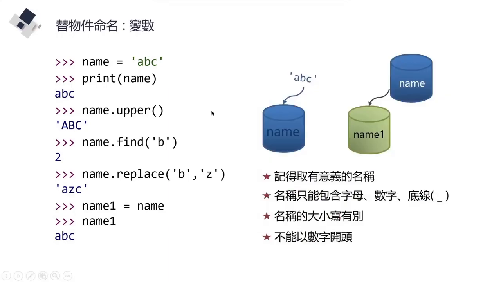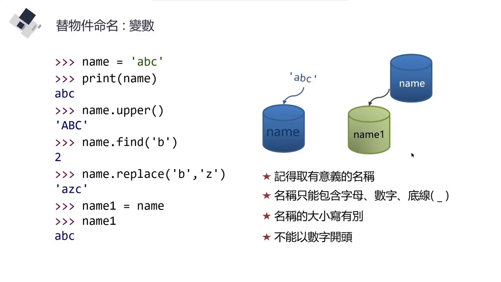The name can only contain letters, numbers, and underscores. Also, there is a difference in capitalization of names. That is to say, if the 4 letters of name are all lowercase, it is a variable. If one of the letters becomes uppercase, it becomes another variable. Finally, remember not to start with a number. Otherwise, an error will occur in the program.